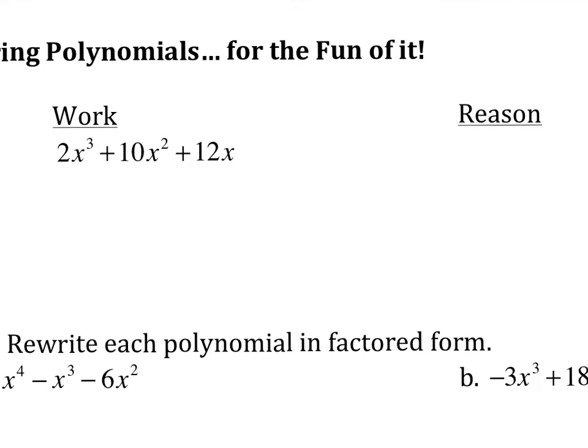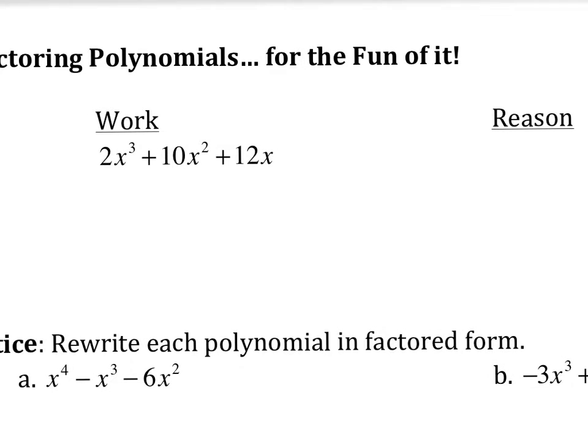When I look at this cubic trinomial, I see that there is a common factor in all the terms. Notice that the common factor is 2x. So I'm going to factor out the 2x and effectively divide each term by 2x. Here I end up with x squared. Here I end up with 5x. And here I end up with a 6.